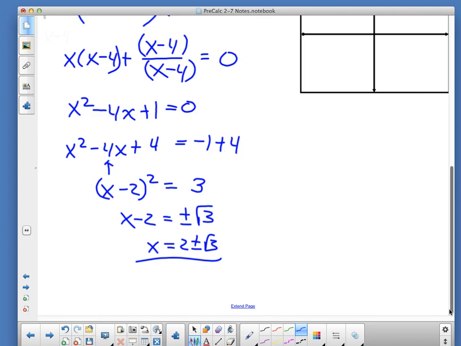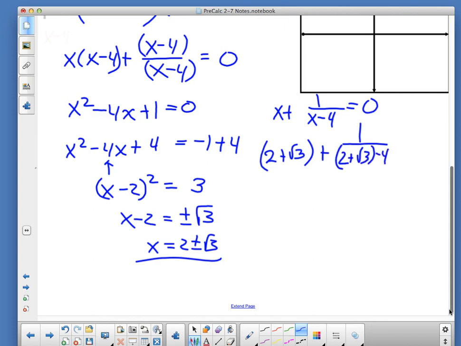As I check this problem with the solution itself, I'm going to go back to the original problem, and I've got my x plus 1 over x minus 4 equals 0. So I've got 2 plus the square root of 3, that's x, plus 1 over 2 plus the square root of 3, minus 4 equals 0. I plug this in my calculator and I find out that this value evaluates to be 0. So I check that out.